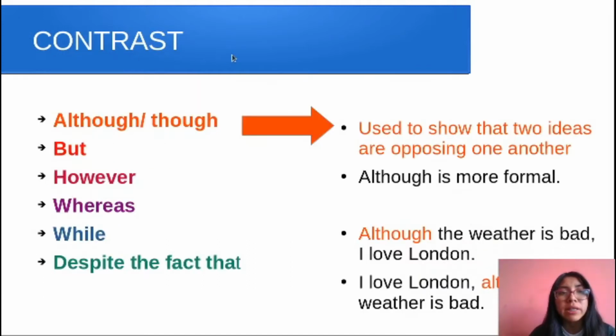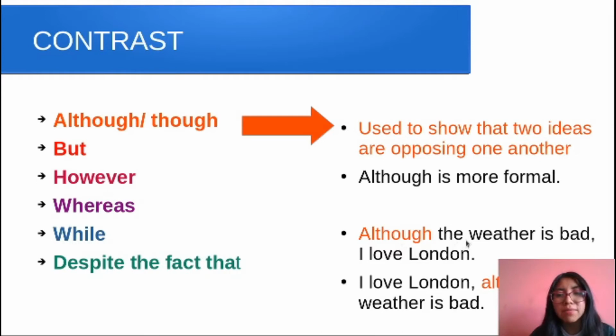Pay attention, we are going to work with the first connector, although and though. When do you have to use them? You are going to use them to show two ideas are opposite to one another. Pay attention here, although and though are the same connectors. It means both mean the same, and you can use both. But the difference is that although is more formal. It means you can also use it in your academic writing, okay? You can use both in speaking or in writing, but although is more formal.